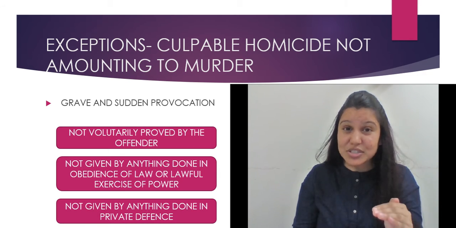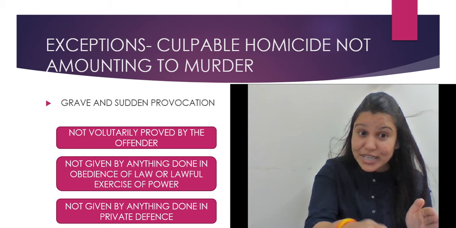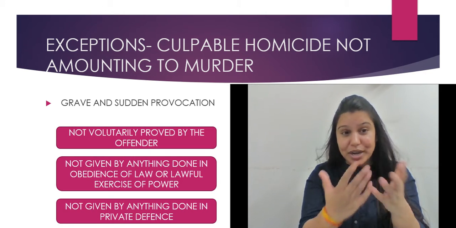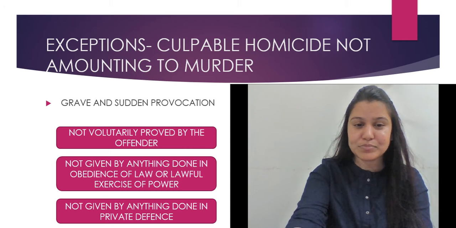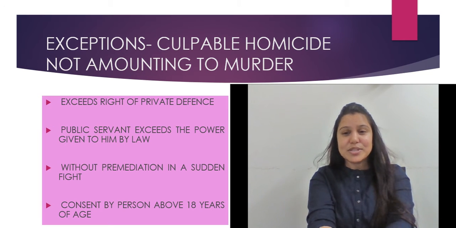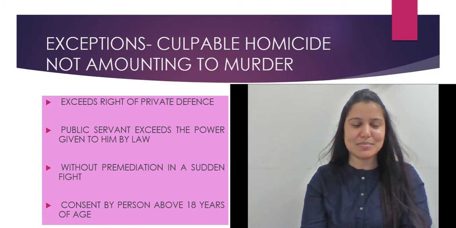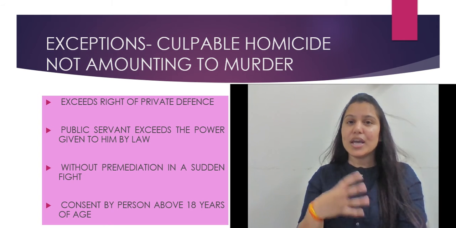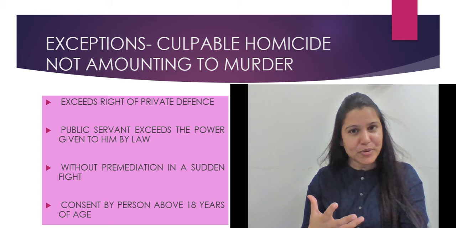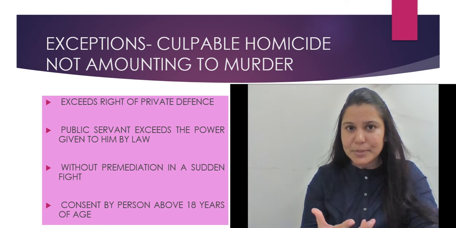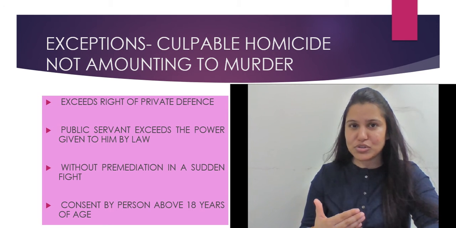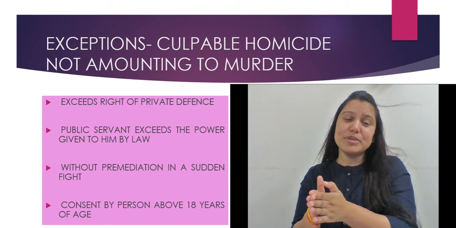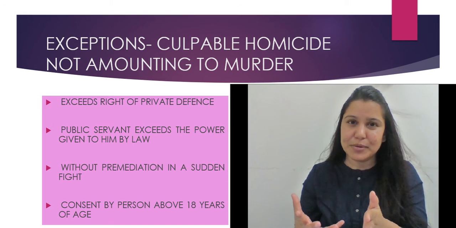So when these three restrictions are there, if somebody is not falling under these three restrictions, only then will he get the advantage of grave and sudden provocation. Okay. The next ones are very simple: exceeds right of private defense. Now, the right of private defense is being given. When it comes to killing somebody, there are certain points which are mentioned. And when it comes to private defense, only that much power should be used as is required.